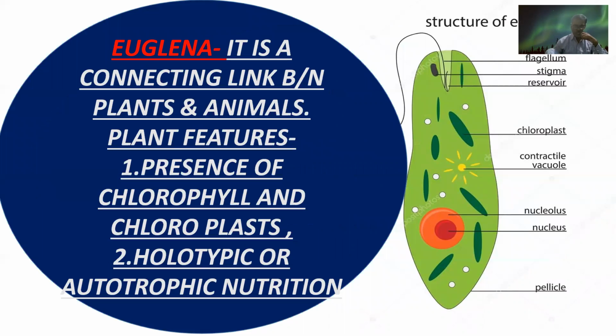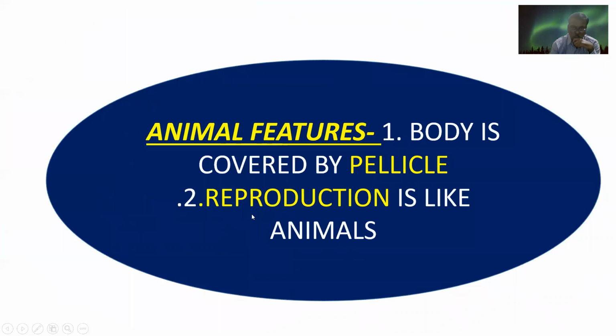Euglena. It is a connecting link between plants and animals. What are the plant features? You can see the presence of chlorophyll and chloroplast, holophytic or autotrophic nutrition it shows. The animal features are the body is covered by pellicle like animals, reproduction is like animals. That's why the Euglena is a connecting link between the plants and the animals.